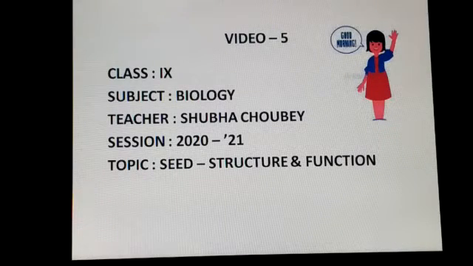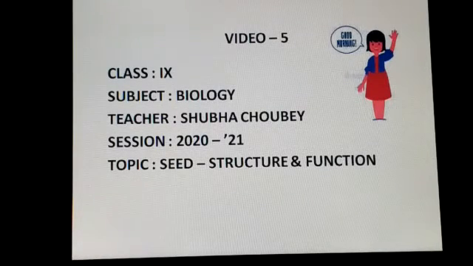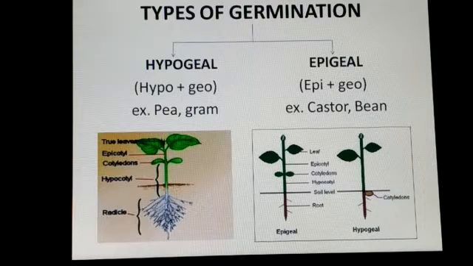I am back to you with the fifth video of chapter Seed, Structure and Function. Till now, you have learned about the basic structure of seed and the process of germination as well as the experiments on germination which we discussed in video 4. I had also given you an activity to perform, the 3-bean experiment. I hope you did it at home and you keep observing its growth, the difference in the germination of the 3 seeds further. Let's move on to understand the types of germination.